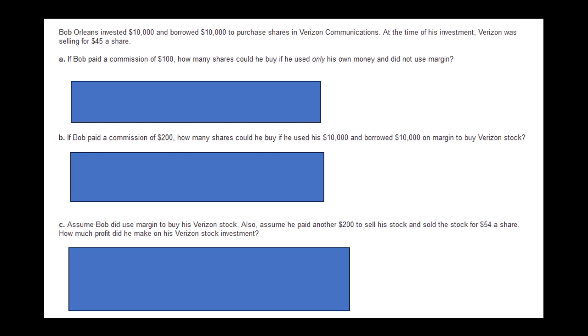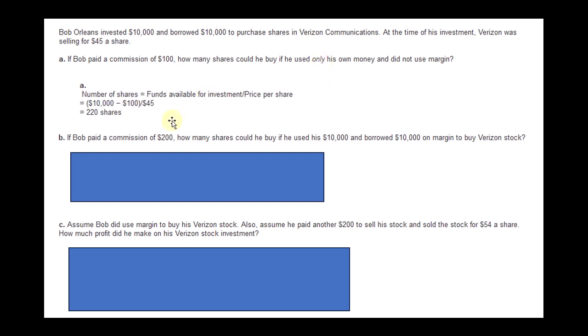All right, let's explore these three questions. Bob Orleans invested $10,000 and borrowed $10,000 to purchase shares in Verizon Communications. At the time of his investment, Verizon was selling for $45 a share. If Bob paid a commission of $100, how many shares could he buy if he used only his own money and didn't use margin?